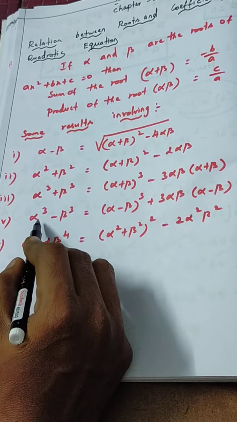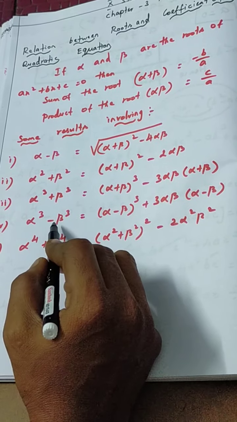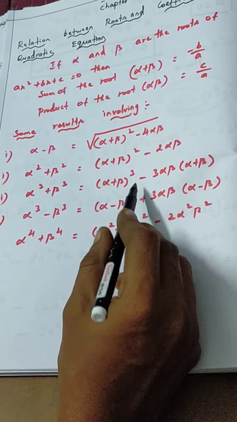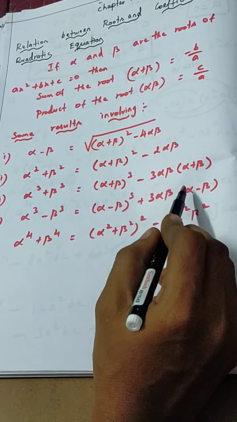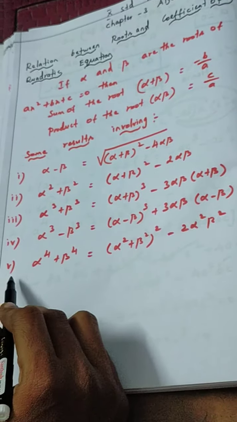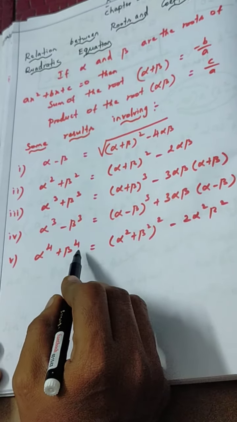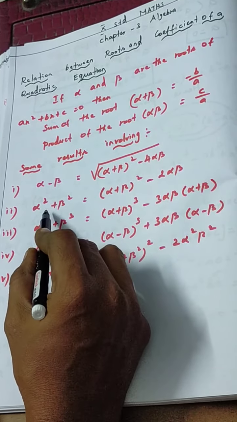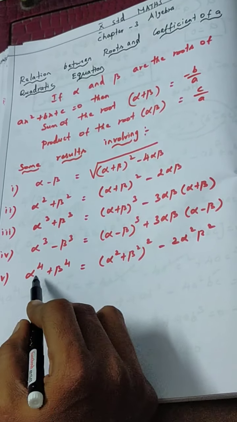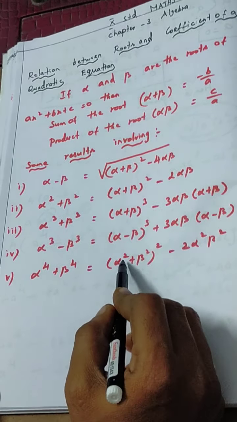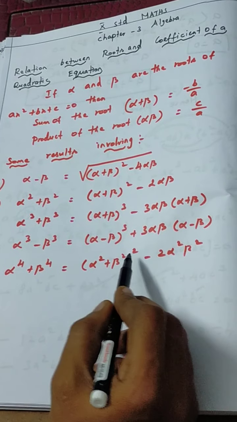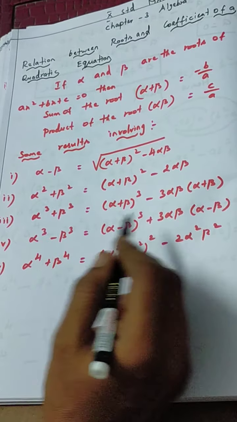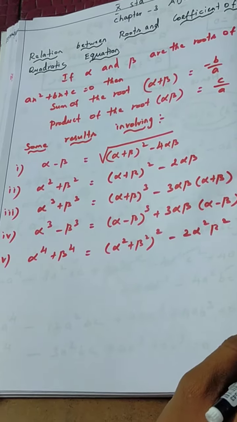The same one for alpha cube minus beta cube. Alpha cube minus beta cube equals (alpha minus beta) whole cube plus 3 alpha beta, within bracket alpha minus beta. Fifth one, alpha power 4 plus beta power 4, write the same as the second identity: alpha power 4 plus beta power 4 equals (alpha square plus beta square) whole square minus 2 alpha square beta square. These 5 results apply for the exercise 3.14 sums.